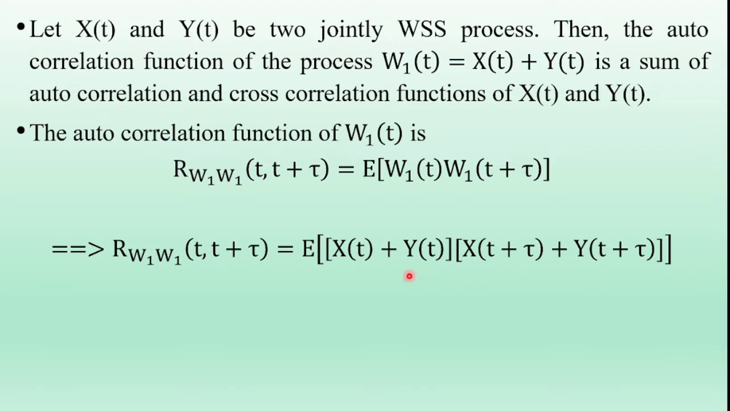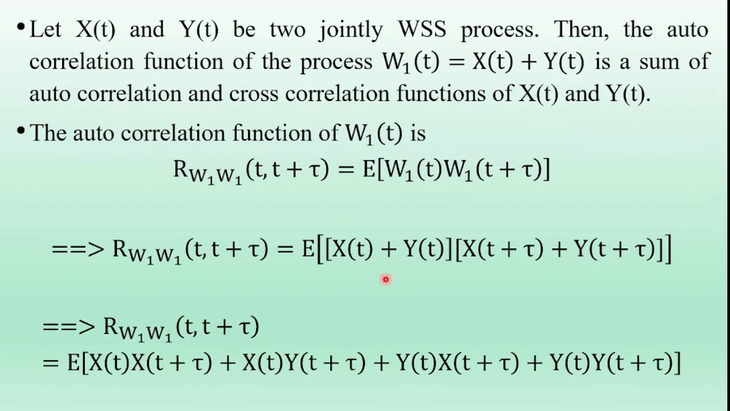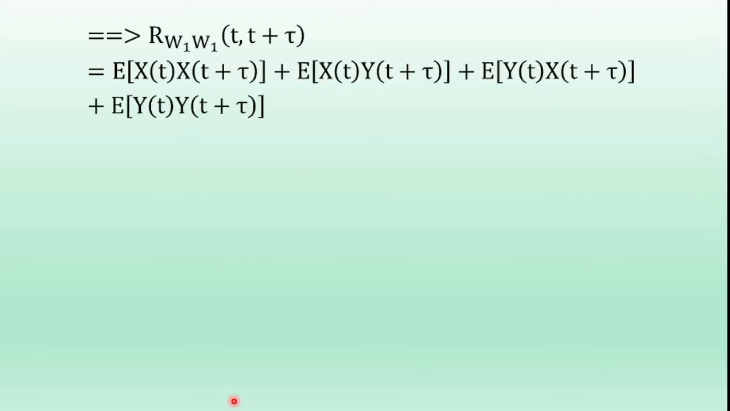Multiplying these two terms, the RHS term is expectation of x of t x of t plus tau plus x of t y of t plus tau plus y of t x of t plus tau plus y of t y of t plus tau. After that, applying the expectation property on the RHS, Rw1 of tau is equal to expectation of x of t x of t plus tau plus expectation of x of t y of t plus tau plus expectation of y of t x of t plus tau plus expectation of y of t y of t plus tau.